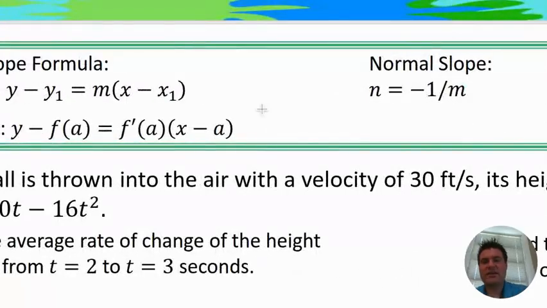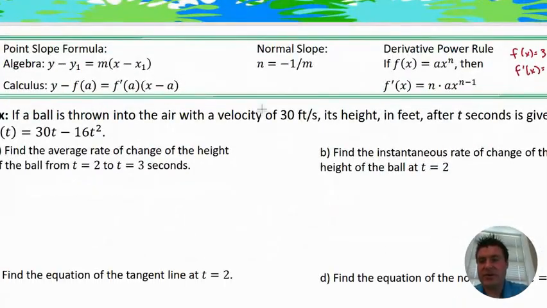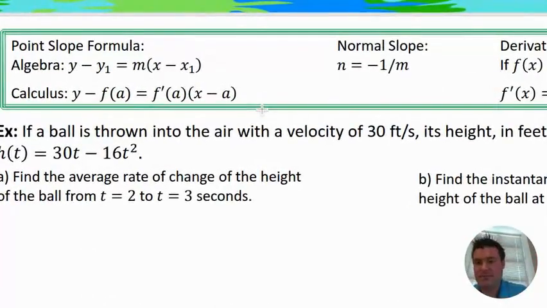But what we can adapt this to as well is using our point slope formula. So we should know point slope formula from algebra 1. It's y minus y1 equals slope times x minus x1. If we type this into calculus world, we're going to get y minus f of a equals the derivative at a, times x minus a. So hopefully you can tie in the similarities of those two formulas. And we'll talk about normal slope here in just a moment.